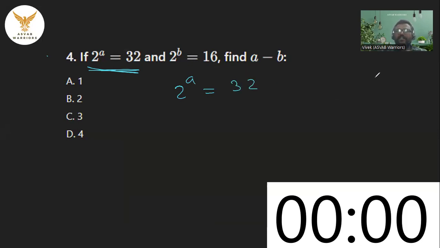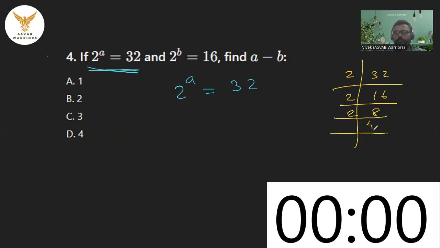It's not that serious, guys, okay? If you see numbers, do not get frightened. So 32, just divide it by 2. What will I get? 16. 16 can be divided by 2, you get 8. 8 can be divided by 2, you get 4. 4 divided by 2, 2. 2 divided by 2, 1.